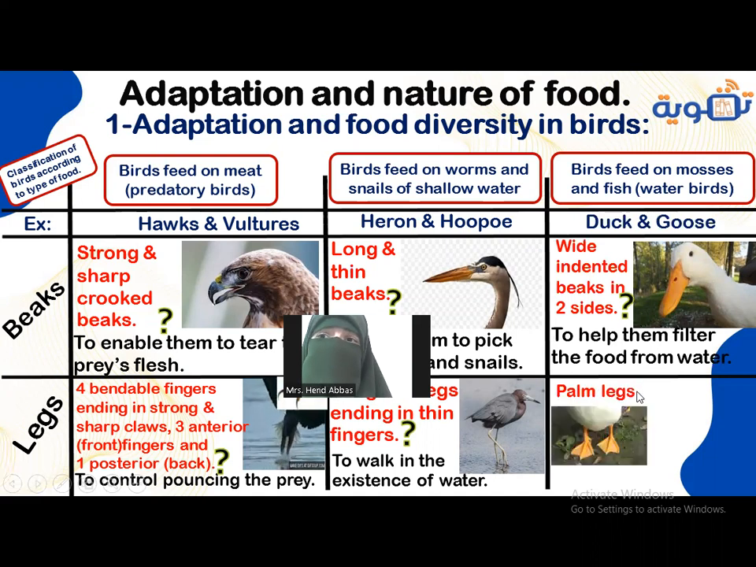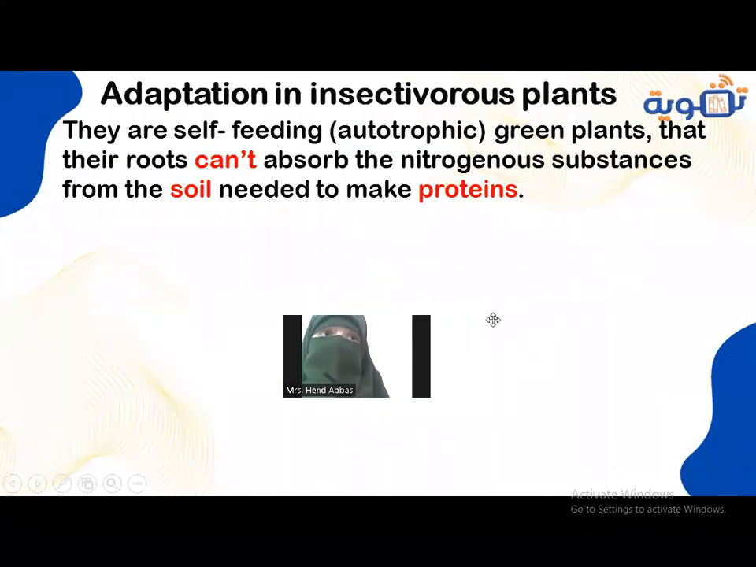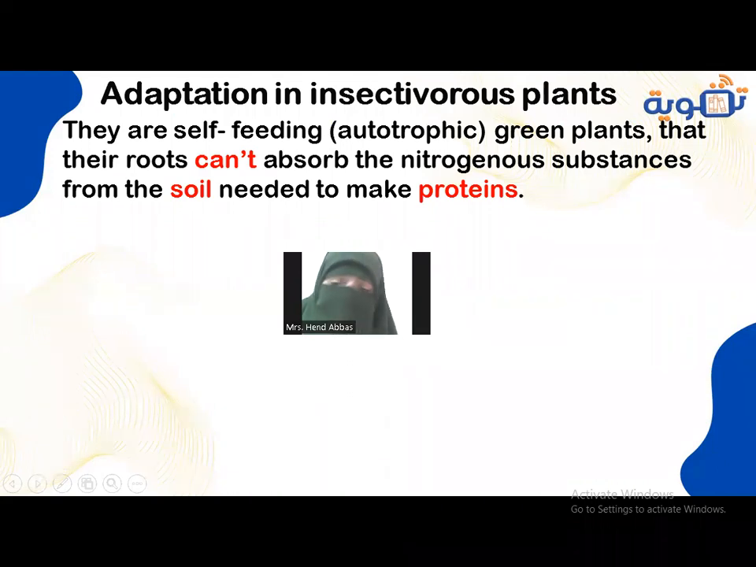What about its legs? It has palm legs. Why? To help it to swim in water. Okay. The insectivorous plants. Insectivorous plants. First, the plants do photosynthesis process.